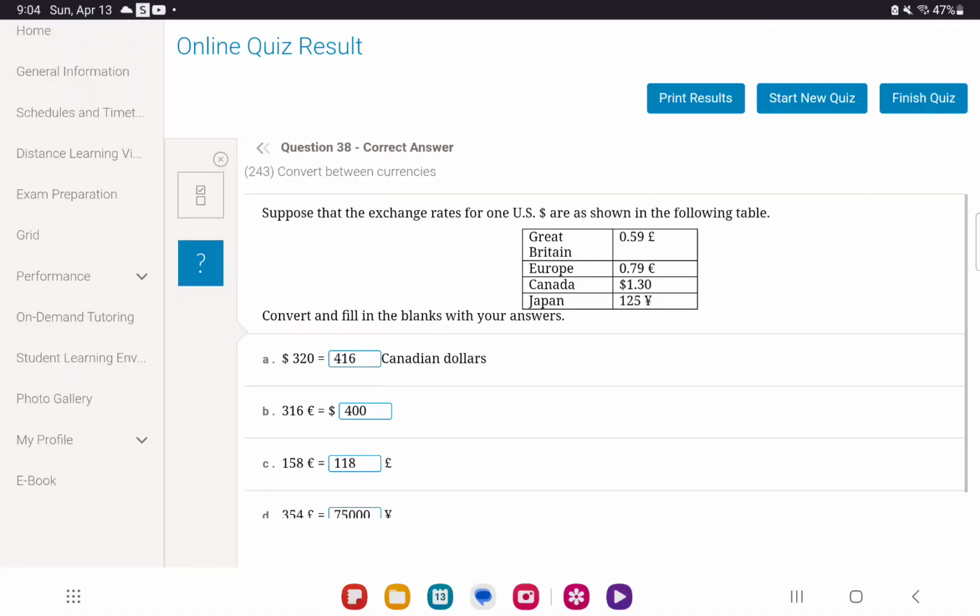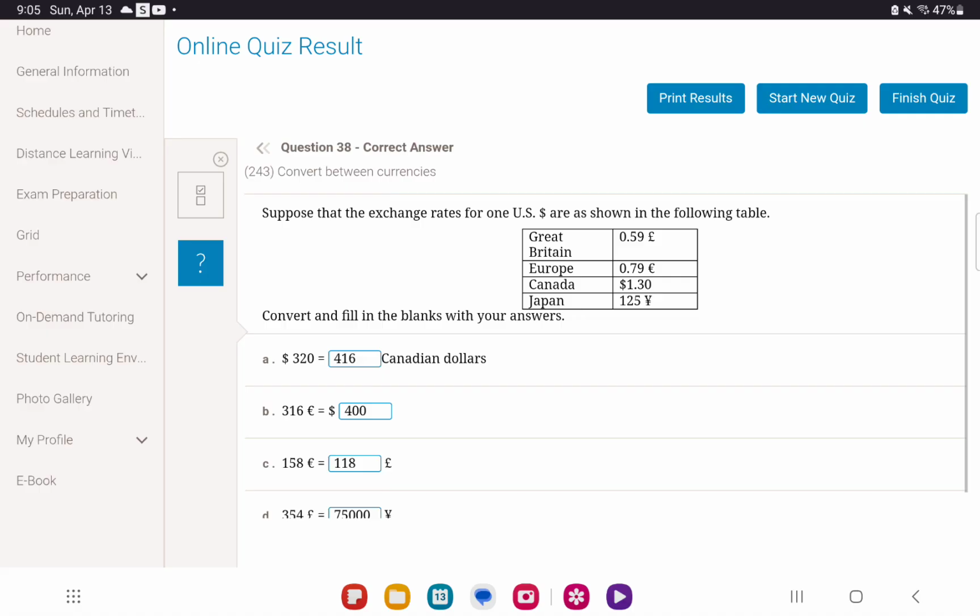Okay, this one's easy. So here they're showing you a table for the exchange rates from US dollars to whatever one of these countries. Let's do this. They're telling you $320 and they want it in Canadian dollars. So they're telling you Canadian dollars is 1.30 of a US dollar. So 320 times 1.30, you get 416.